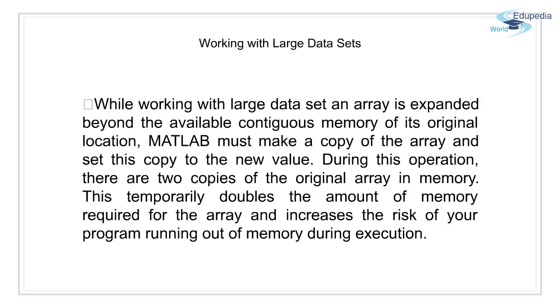During this operation, there are two copies of the original array in the memory. So this temporarily doubles the amount of memory required for the array and increases the risk of your program running out of memory during execution. So it is recommended to pre-allocate sufficient memory for the largest potential size of the array at the beginning of the program itself.